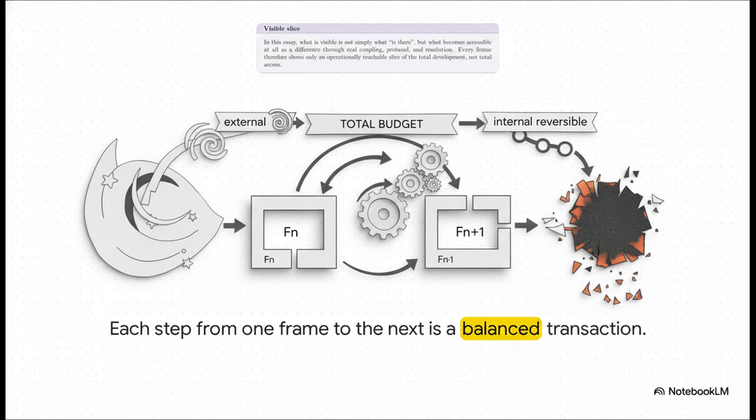The FBA sees this as a kind of balanced transaction. The total budget for that one step gets broken down. Some of it is external work. That's what changes the system's relationship with its environment. Some is internal reversible, changes that could, in theory, be undone. And then there's the internal irreversible part. This is the portion of the budget that you just can't get back. It's the cost that sticks around for good.